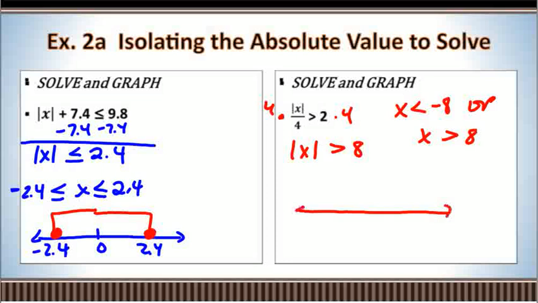So number line, 0 in the middle, 8, negative 8. Since it doesn't have the equal to sign, we have open circles on both circles. Less than negative 8 means going to the left. Greater than 8 going to the right.